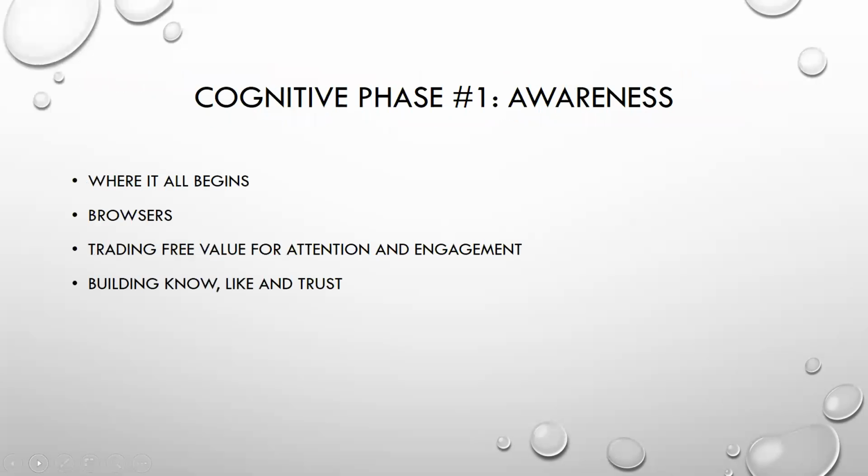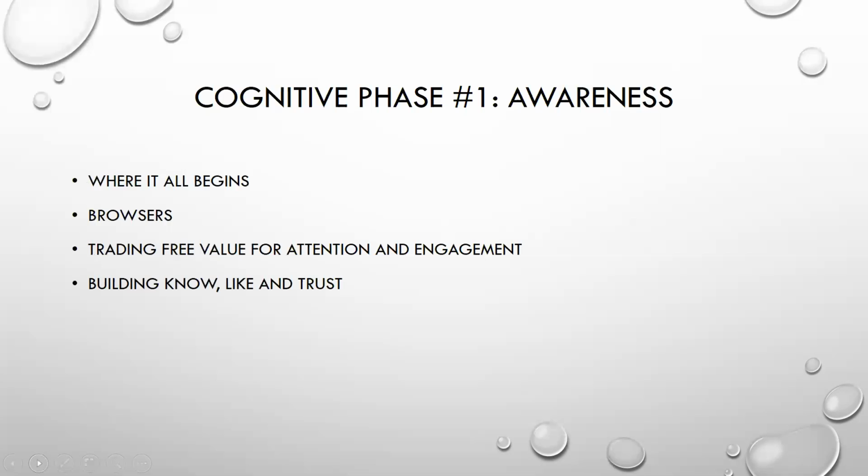So looking at the cognitive phase number one, awareness. This is where it all begins. So your awareness people, these are the browsers. They're not ready to buy. They're just browsing. And we have to grab their attention. And we do that by providing excellent free value. So we trade free value to gain their attention and increase engagement.